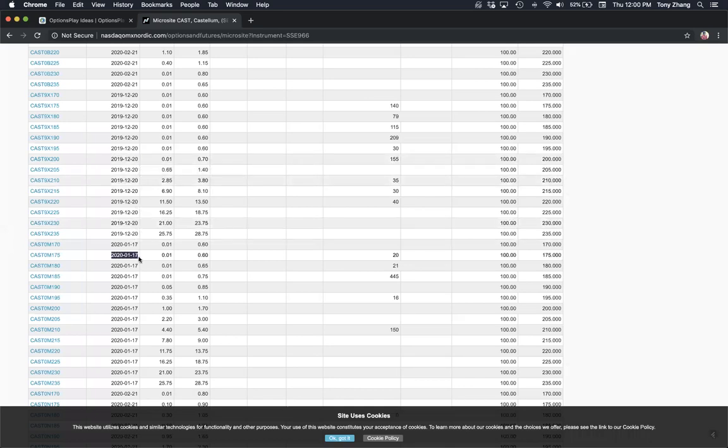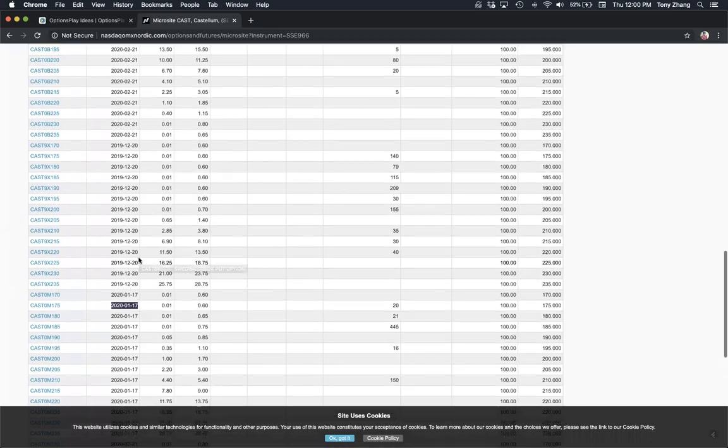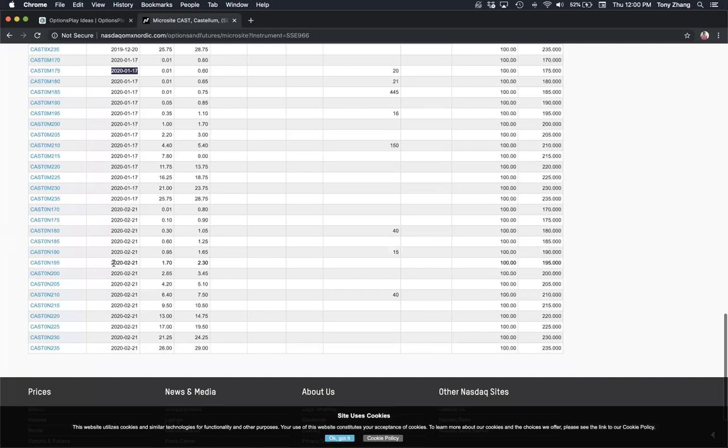But let's look at January. That's about 1 month from now. That would be, I would say, a short-term option. If we look at February, in this particular case, this stock only goes out to February. That might be more medium term.